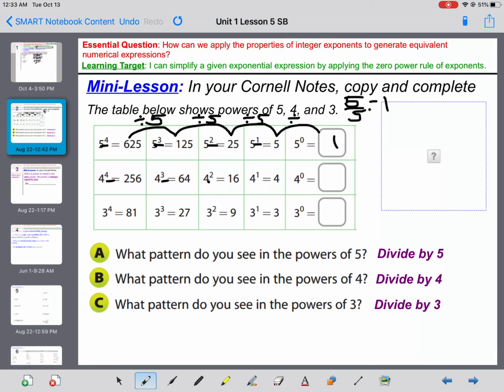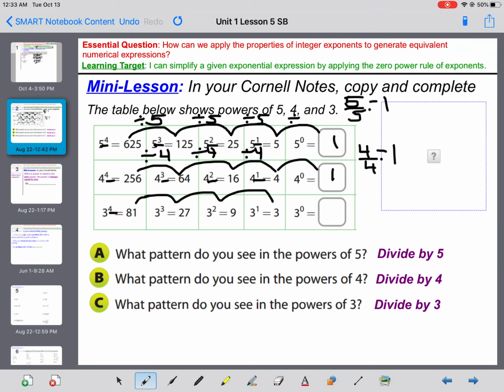And if we notice down here, each exponent for the number 4 is decreasing by 1. And we notice a pattern going from left to right. This one is dividing by 4, not dividing by 5 this time because our base is 4. If we do 4 divided by 4, we get 1 here.